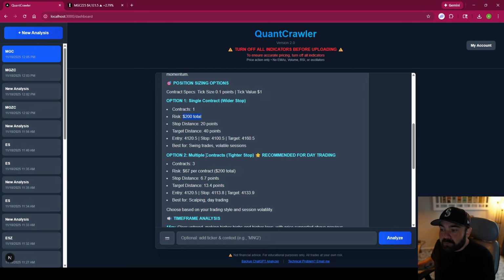Or multiple contracts with a tighter stop recommended for day trading. You can do three contracts, $67 a contract. This is your stop loss. This is your target distance to turn your $200 into $400 with three contracts instead of one. You're doubling down, or tripling down, for tighter spreads with the opportunity to make more money.